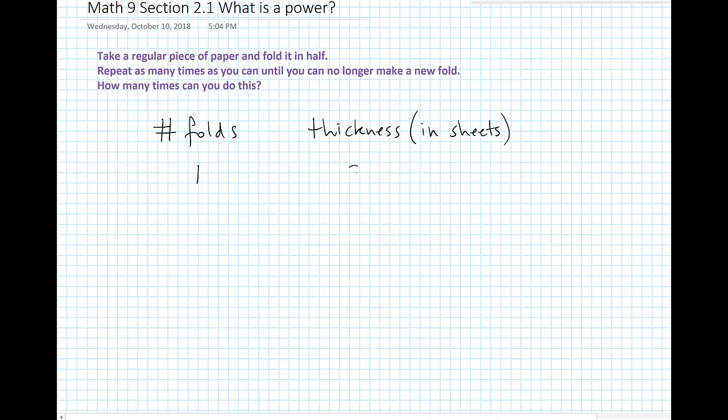Let's keep track. So if you have one fold, you are essentially doubling the sheet, and you have a thickness of 2 sheets. With 2 folds, you're doubling it again, and if you were to cut through it, you'd really be cutting through 4 sheets of paper. With 3 folds, you get 8, 2 times 2 times 2. With 4 folds, you get 16 sheets, 2 times 2 times 2 times 2.